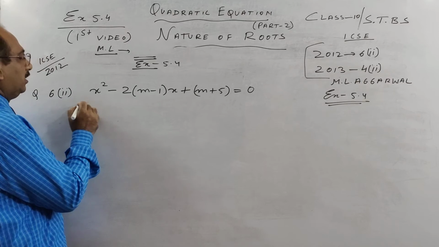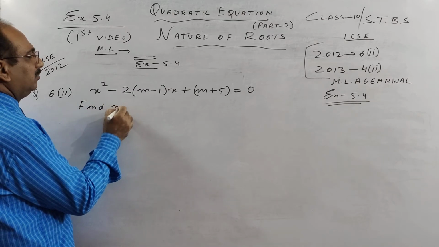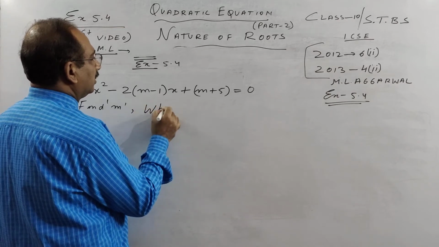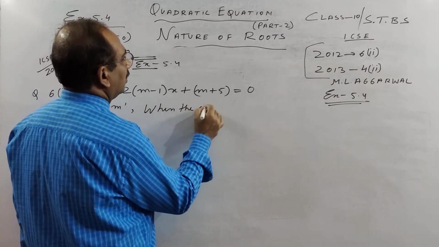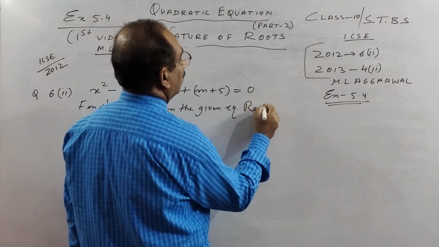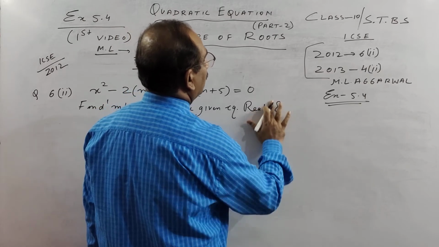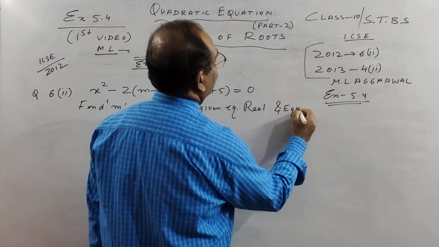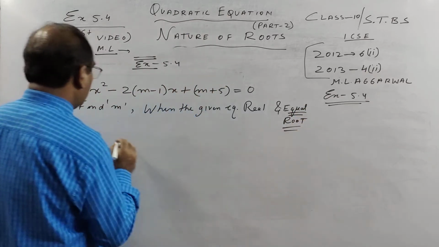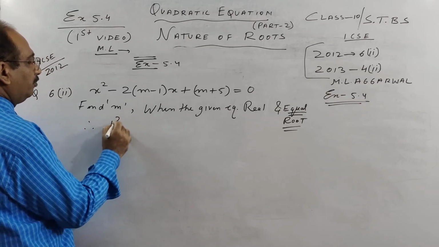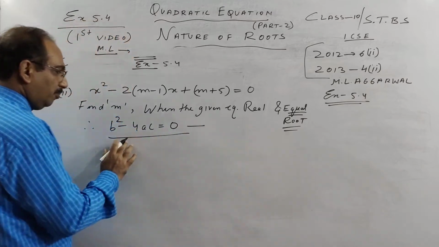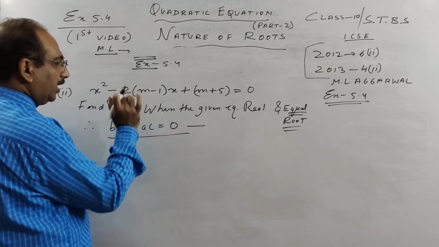So since they have said find, the question is to find m. Find m when the given quadratic equation has real and equal roots. This word equal is very important, children. Now we know that when the roots are equal, b square minus 4ac is 0. Very important thing. You may get 1 mark here by correct substitution.